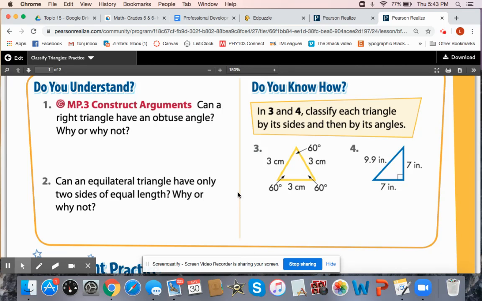All right, so what you guys are going to do, we don't have a Google form today. You guys are going to go onto Flipgrid and you are going to do a triangle scavenger hunt. You're going to walk around your house and try to find as many triangles or different types of triangles as you can and identify what they are.